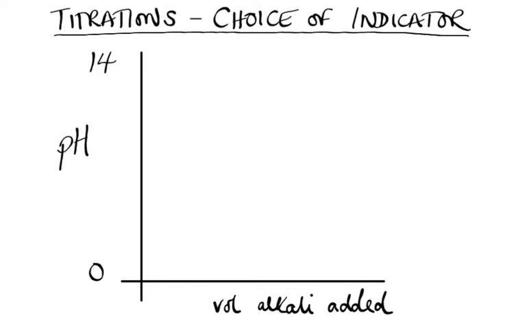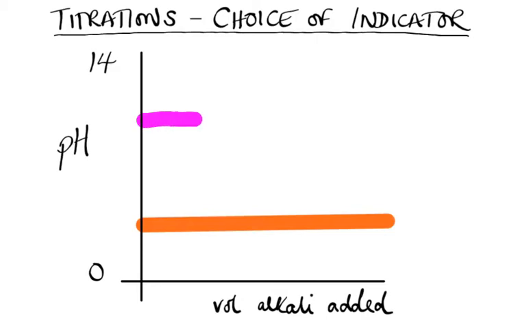The first one is methyl orange, which has a pKa of 3.7. So somewhere around about there is the methyl orange indicator, and this is the point at which it will change colour. And the other one we'll put on phenolphthalein, much higher, with a pKa of just over 9. So somewhere up there.